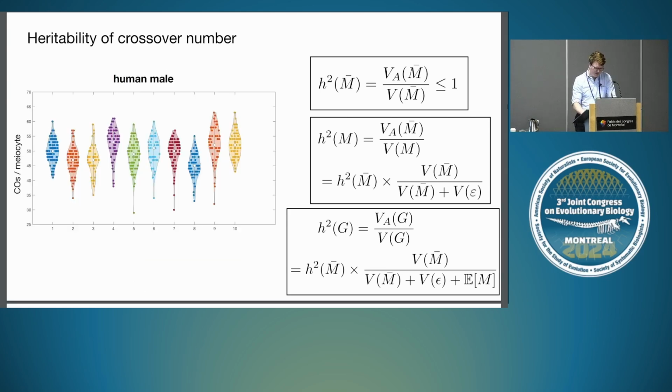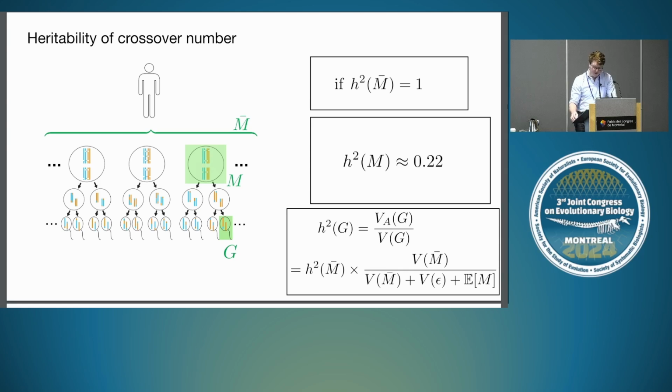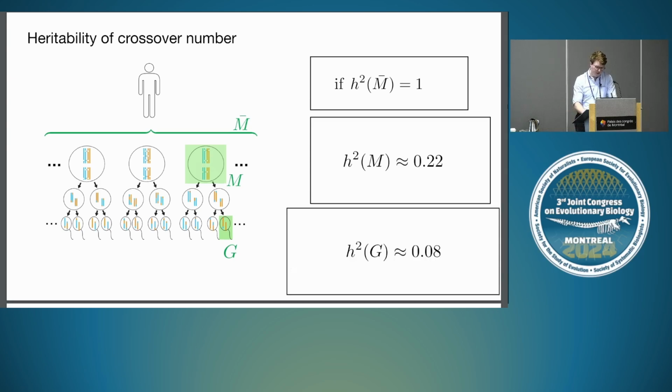So let's do that again in our case of human male. These are our three phenotypes. Let's set the heritability initially of the mean number of crossovers to 1, its upper bound. This will allow me to derive upper bounds for the heritabilities of the number of crossovers in a randomly selected myocyte and a randomly selected gamete. The upper bound for the heritability of crossover number in a random myocyte is 22% in human male, and for a randomly selected gamete it's only 8%.